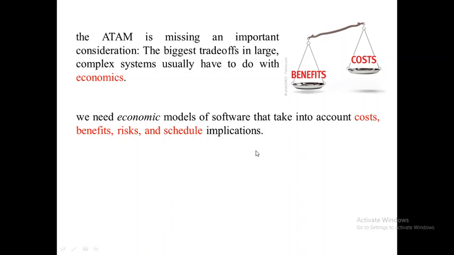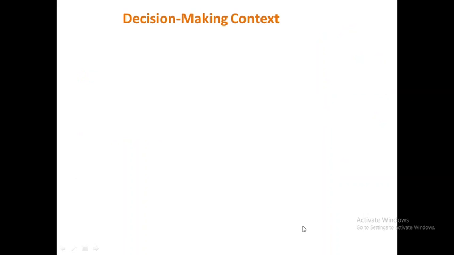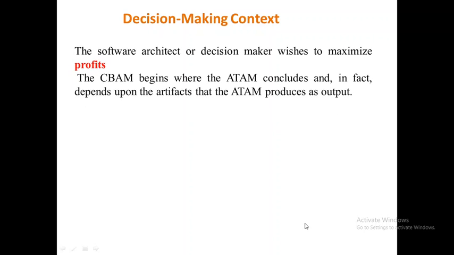We need economic models of software that take into account cost, benefit, risk, and schedule implications. The Cost Benefit Analysis Method is built on ATAM to model the cost and benefits of architecture design decisions. It is a means of optimizing such decisions. CBAM provides an assessment of technical and economic issues in architectural decisions. The decision making context: the software architect or decision makers wish to maximize profits.